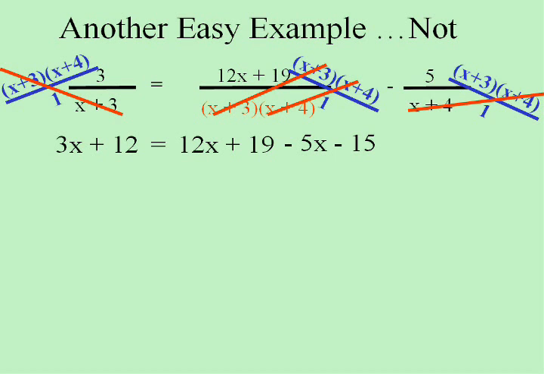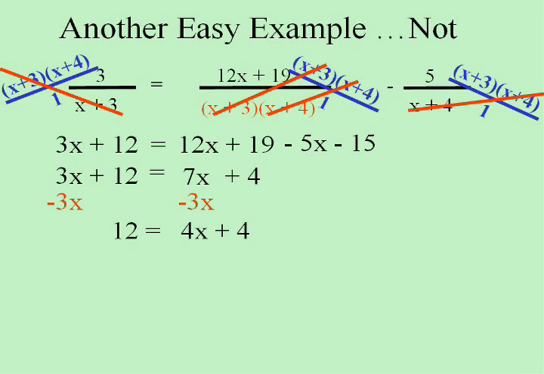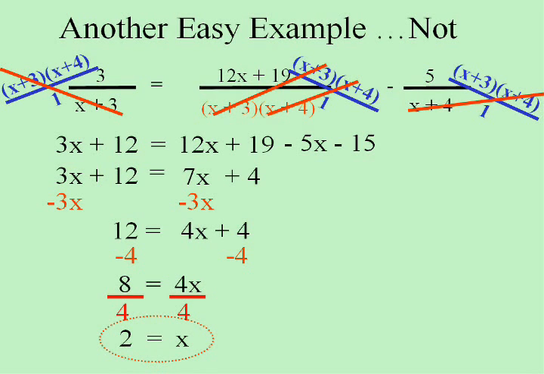Okay, not that bad of an equation. Let's put like terms together. In this case, and in this case. And now let's get all the x's on one side. I'll subtract the little guy. And now let's get x by itself. Subtract 4 from both sides. Divide by 4. And there is your answer.